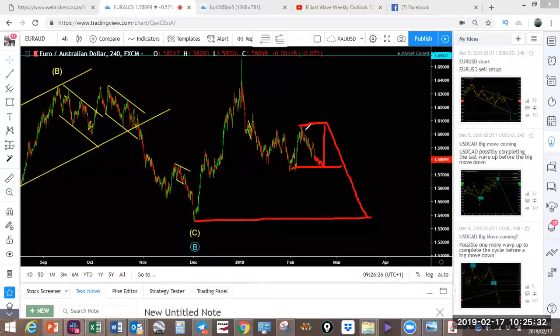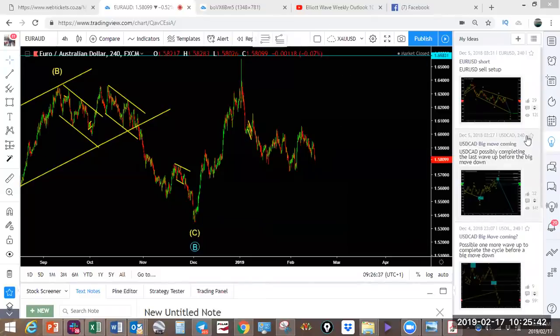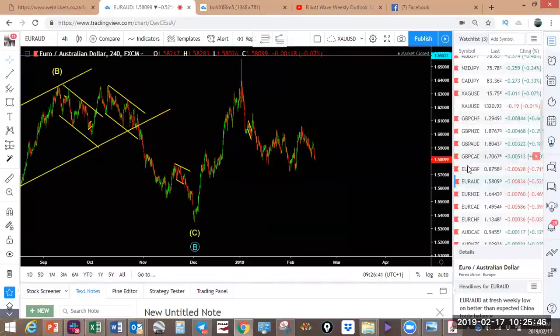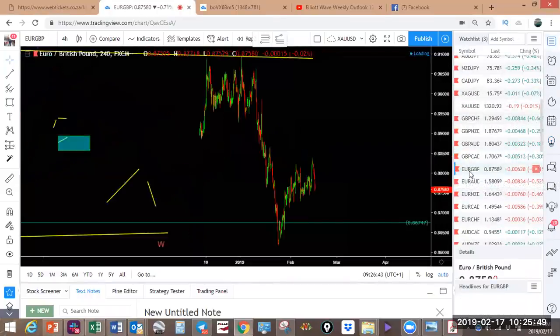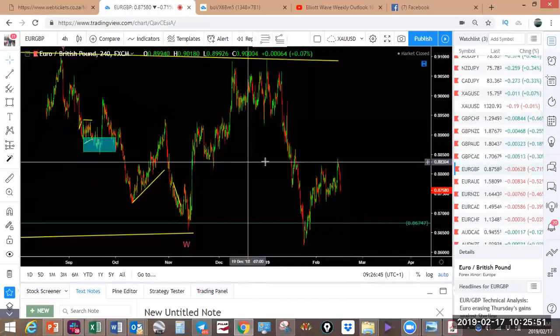But for now, you just need to wait for it and see if it's going to break out of this. Okay, if it breaks out and then you get an impulsive move here, you're going to wait for this move to the downside. That's EURAUD. Let's go to Euro Pound as well. Euro Pound has got a very nice structure that's in the 4 hour now.